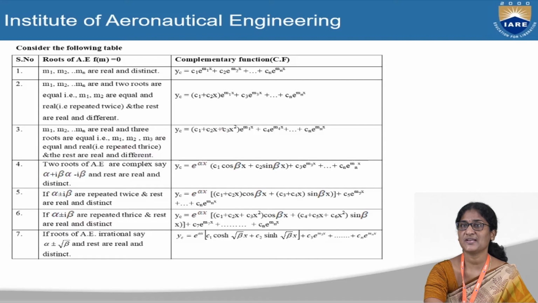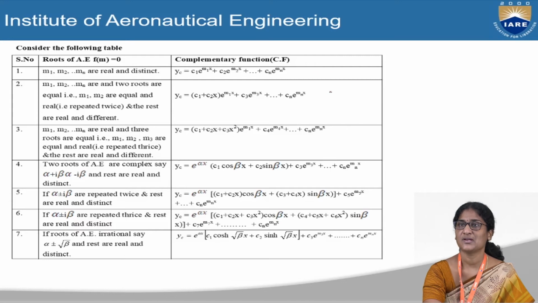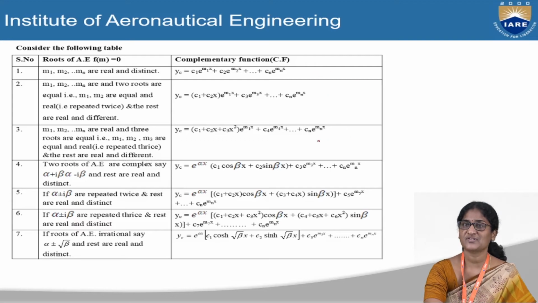Okay, m1 is repeated thrice, and from the next root onwards there are non-repetitive distinct roots. So the repeated roots are put in the bracket, and for the rest of the roots again the number of constants will go on increasing. So this is how we have to write for the real roots. What about the complex roots? If our auxiliary equation has complex roots, then how to write it?